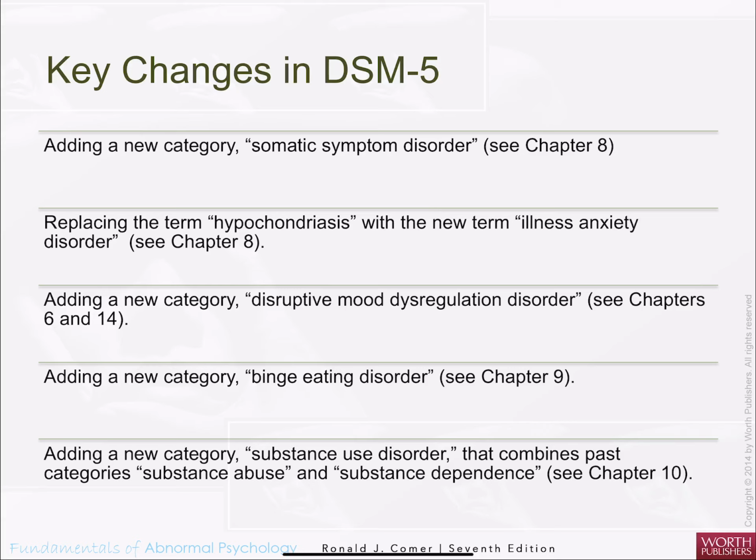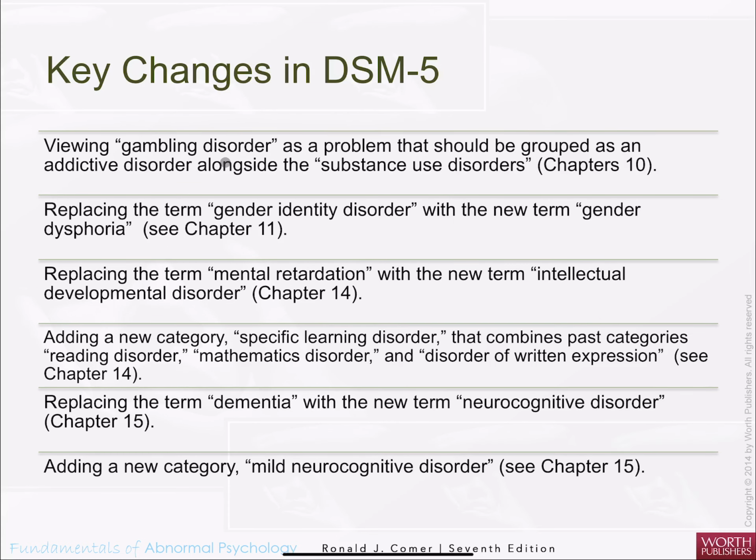There's a really brand new category, disruptive mood dysregulation disorder. So this is kind of geared toward kids, kids who are unable to control their mood and their feelings and their anger. Binge eating disorder, that's another one we see more of in society. We recognize gambling disorder, part of the addictions, part of the substance abuse disorders. So interestingly, we also classify gender identity disorder, changing that term to the new term of gender dysphoria. We'll talk more about that in chapter 11.